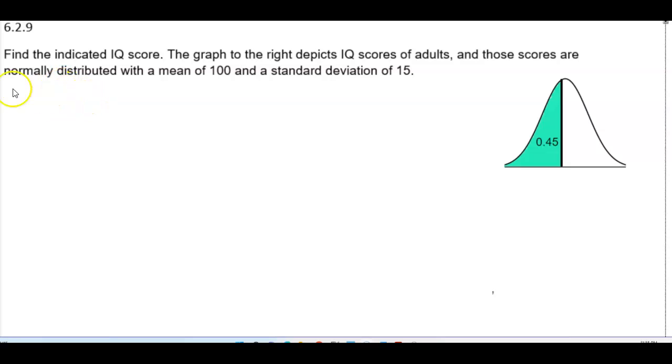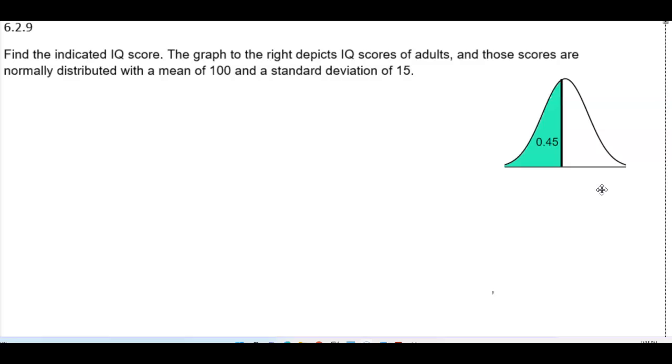Find the indicated IQ score. The graph to the right depicts IQ scores of adults, and those scores are normally distributed with a mean of 100 and a standard deviation of 15. So in this case, what we're given is the area. So this is the area.